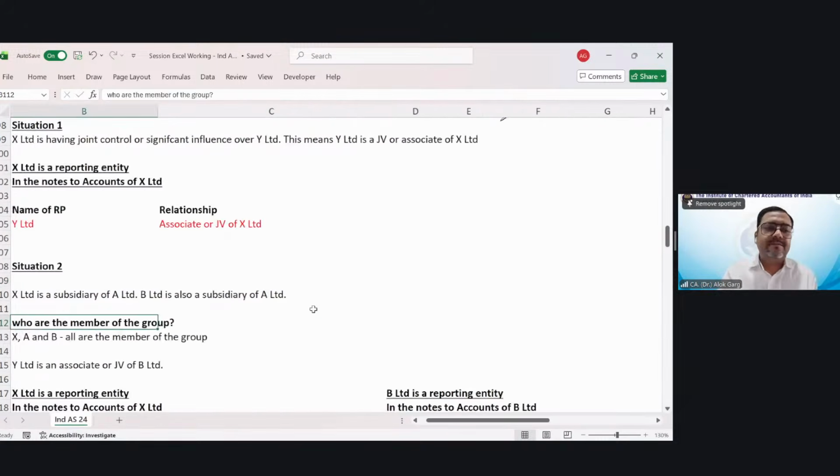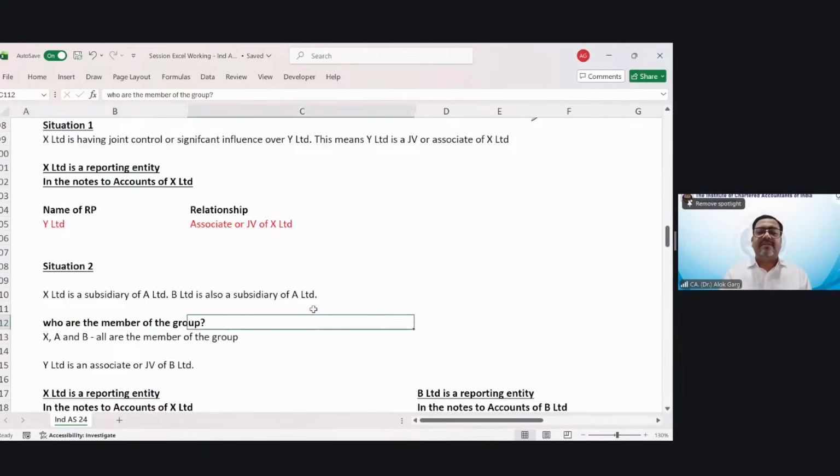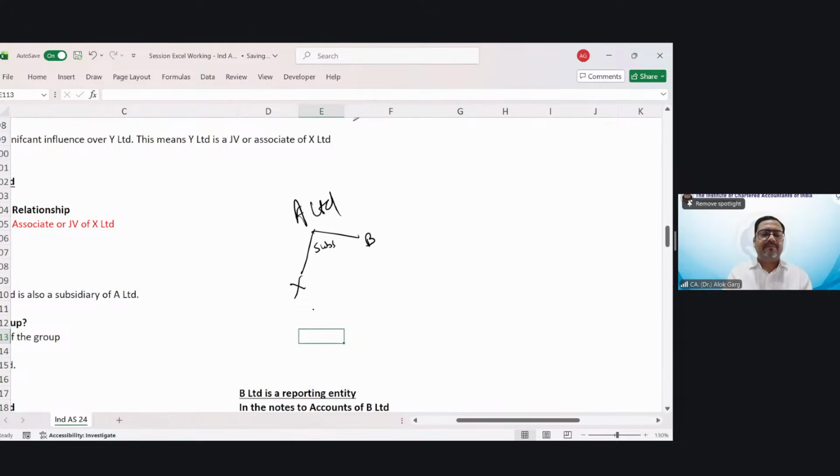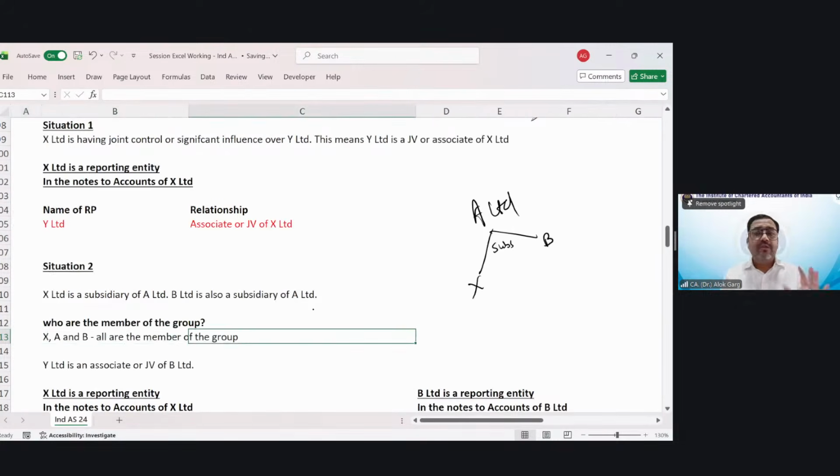So friends, this X Limited is a subsidiary of A Limited and B is also a subsidiary of A Limited. Who are the members of the group? X, A and B all are members of the group, right? Here A Limited has subsidiaries X and B Limited. Okay, X and B. So now, all these entities are members of the group. Parent, subsidiary, fellow subsidiary are members of the group.